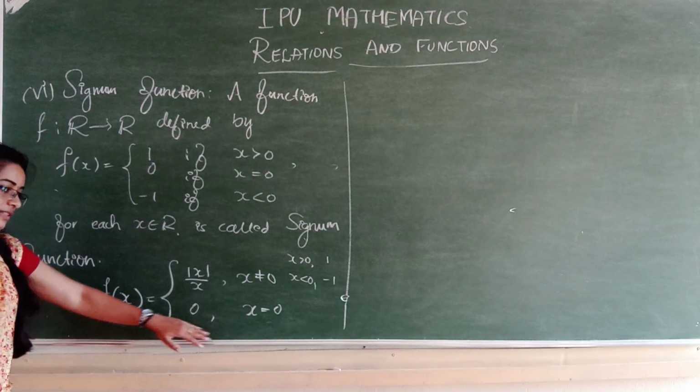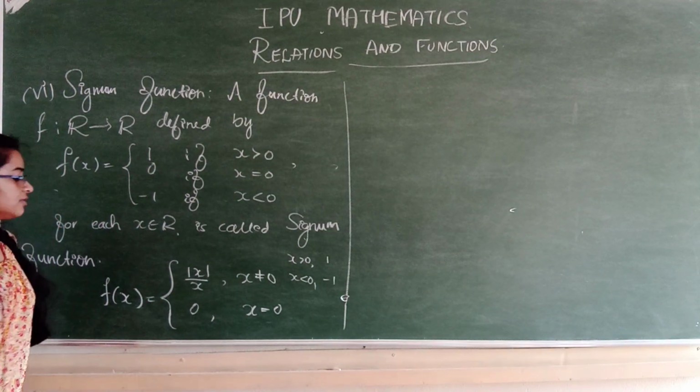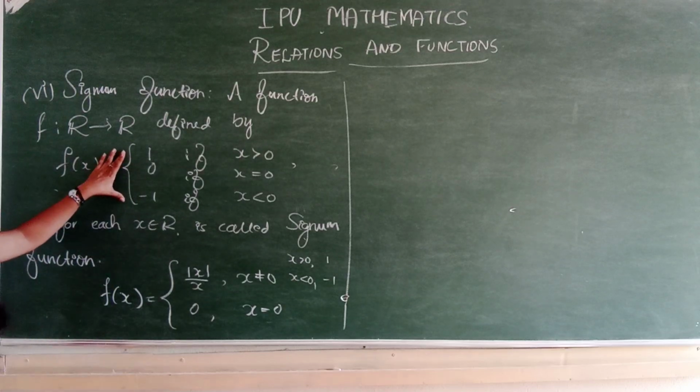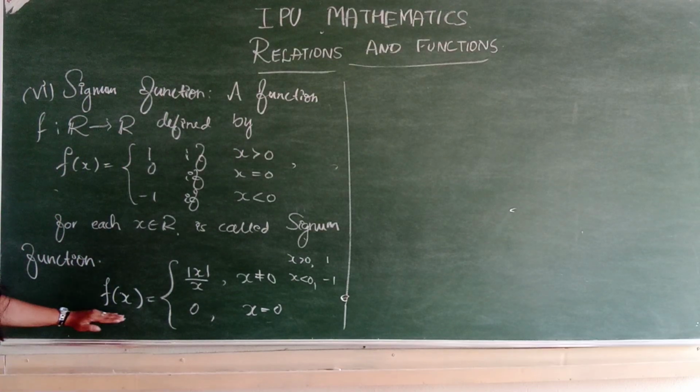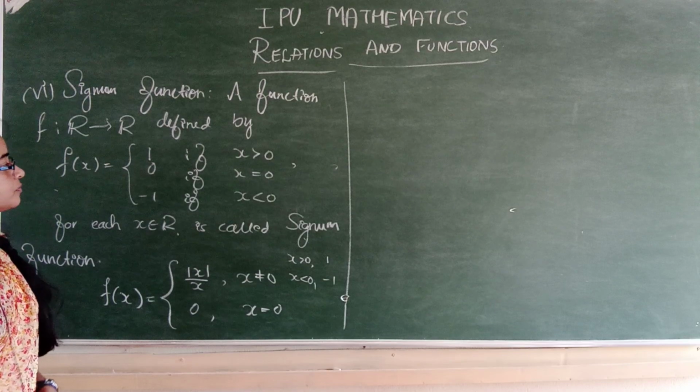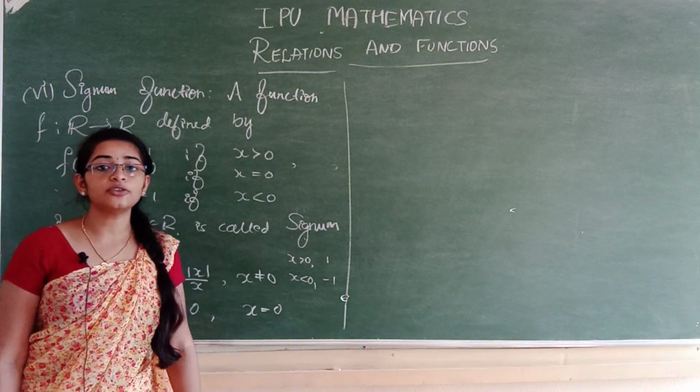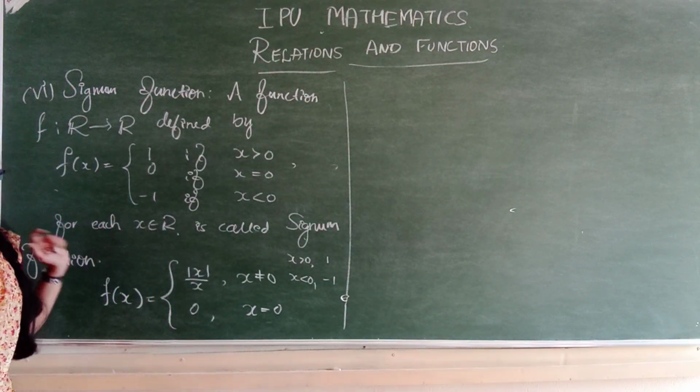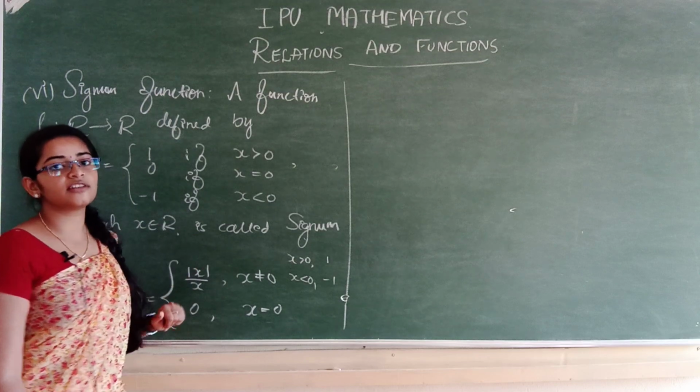So if x is equal to 0, we are done, it is 0 itself. So that coincides with the signum function. So we can write it like this also. Now by looking at this, can you tell me what is the domain and range of the signum function?